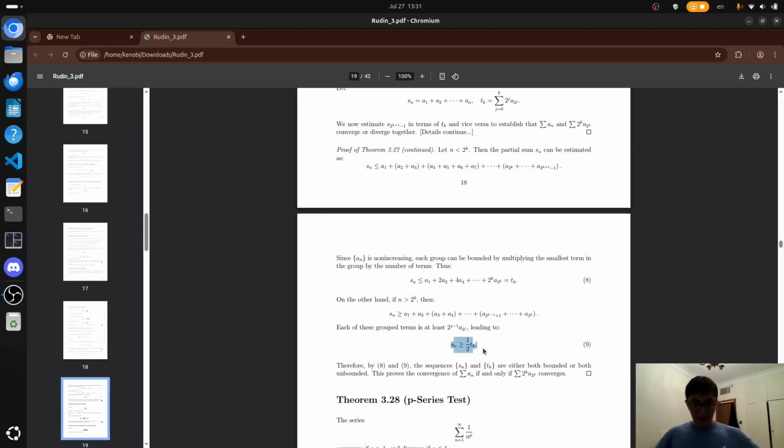So for any partial sum, it's always going to be less than or equal to this, or greater than or equal to this. So you can always find partial sums that are contained like this. That means both are bounded or both are unbounded. It depends on the series. So that proves that their convergence implies each other.